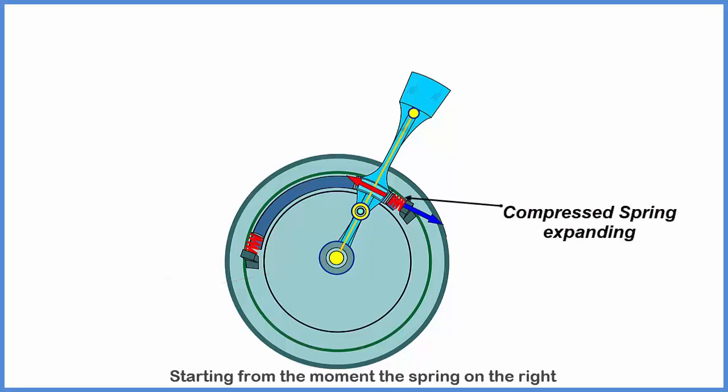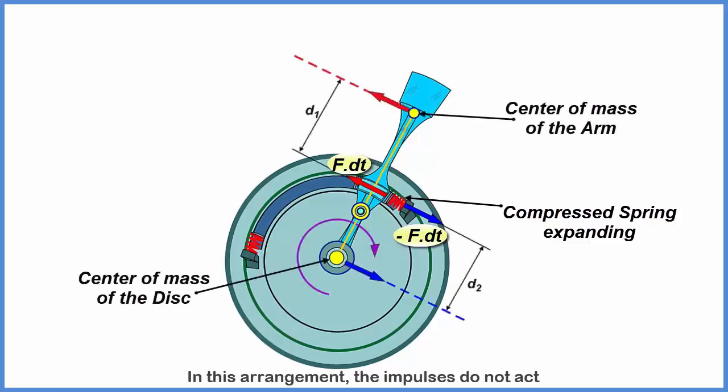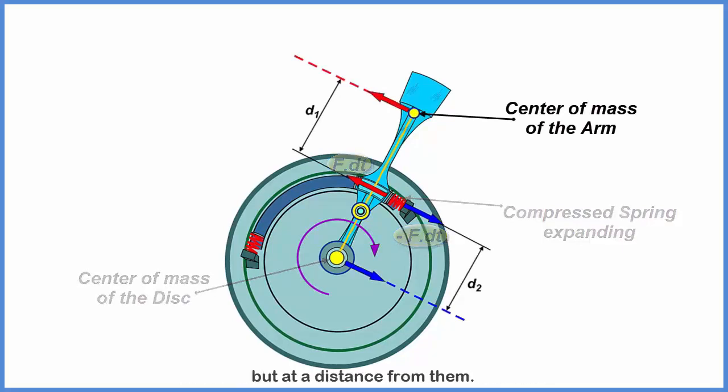Starting from the moment the spring on the right is compressed by the arm, it applies a pair of equal and opposite forces on the two bodies. Due to its short expansion time interval, the expanding spring applies equal and opposite impulses on the two bodies, represented by the opposite vectors. In this arrangement, the impulses do not act on the centers of mass of the arm and the disk, but at a distance from them.